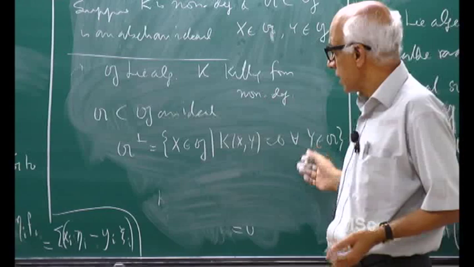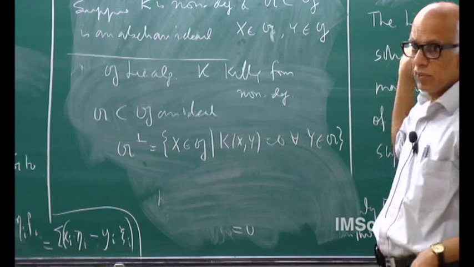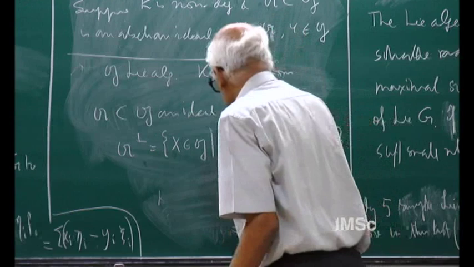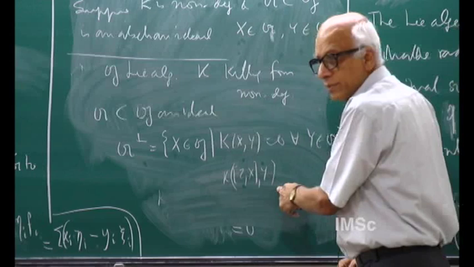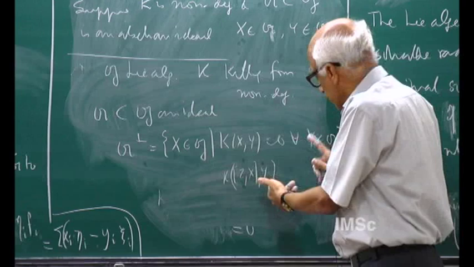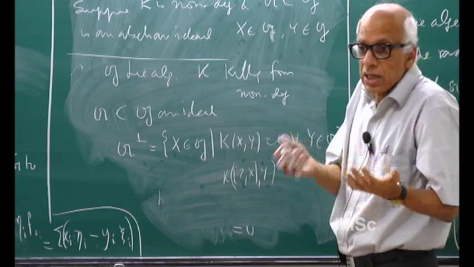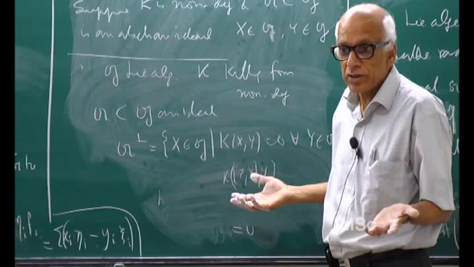A perp is easily seen to be an ideal because of the invariance of the Killing form. You can easily see that if K(X, Y) is 0, and if you take the bracket of Z and X, K([Z, X], Y) can be shifted to the other side. This is for every Y, and [Z, Y] is in the ideal A, so it will still be 0. So you find that this is an ideal, and its intersection with A has to be 0, because anything common to A and A perp will be orthogonal to both A and A perp, and so non-degeneracy will be contradicted. So you find G becomes A plus A perp.